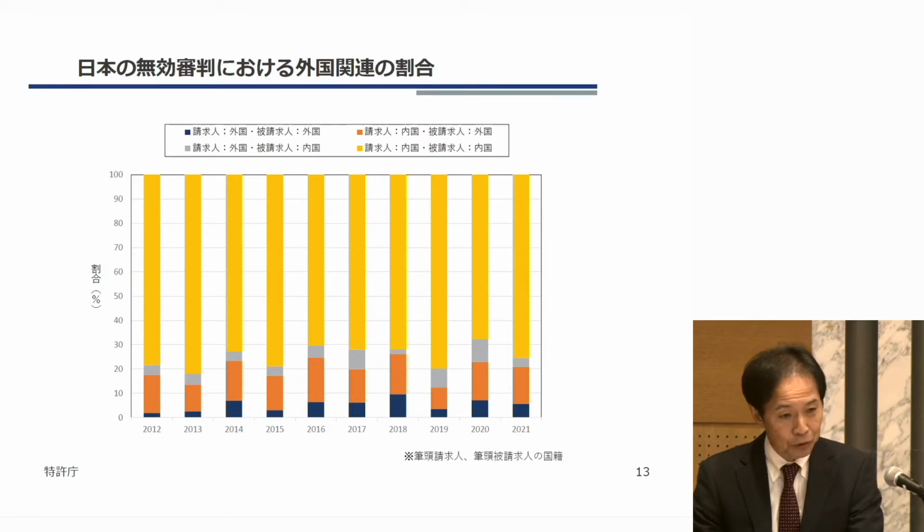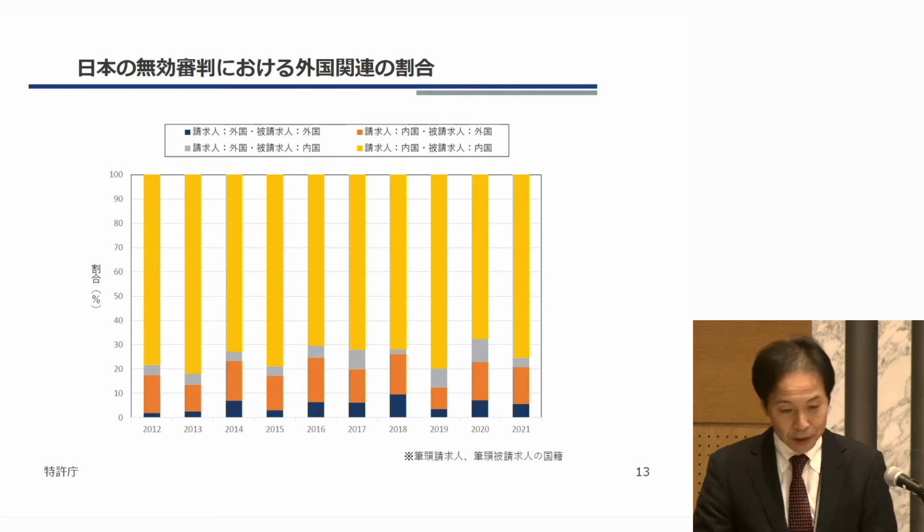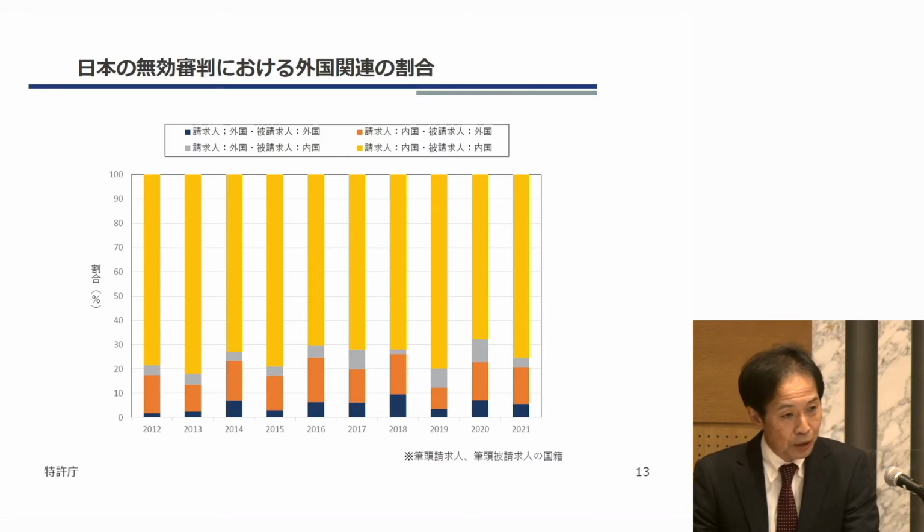So these are the per nationality combinations of requests and defendants for invalidation in Japan. So about 30% of these requests involve one of the parties being from outside of Japan.